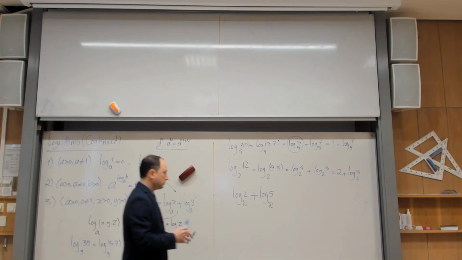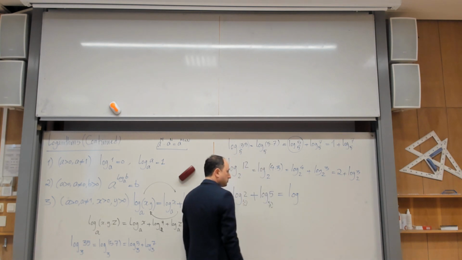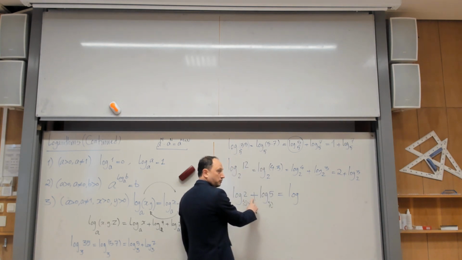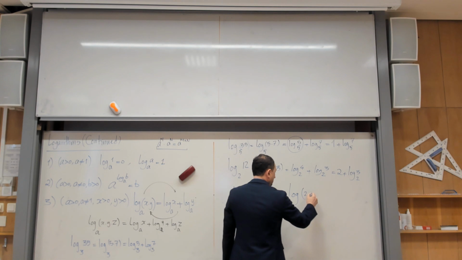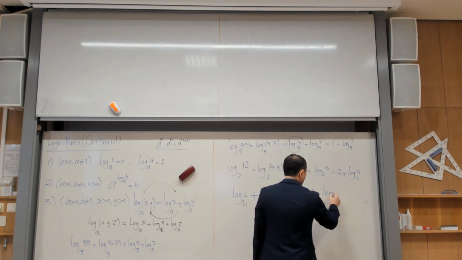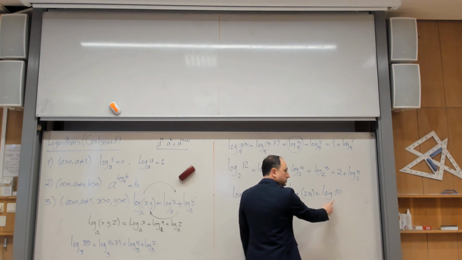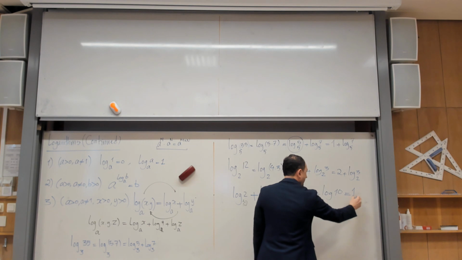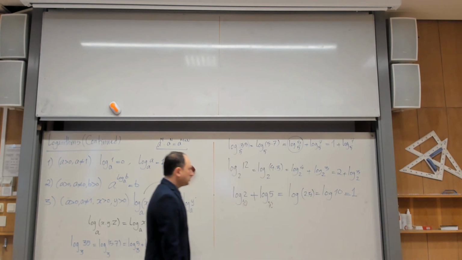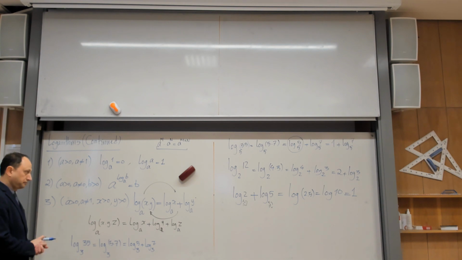Yeah? So what can I do? I can write log of base 10, which I don't need to write. But then this is the sum I have to multiply. Yes? But 2 times 5 is just 10. And now I am asking what is log of 10? The base is also 10. So the answer is exactly 1. So these kinds of things you need to be able to calculate. Any questions?